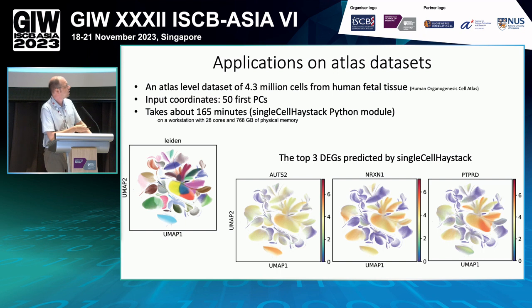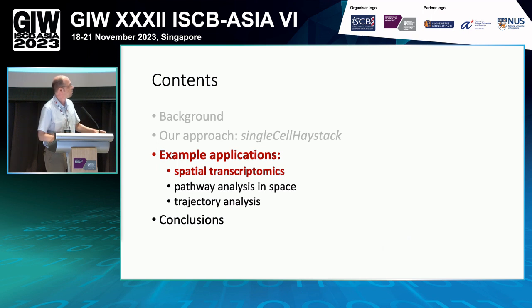And if you want to apply this on a larger data set, like an Atlas-level data set with 4.3 million cells, for those kinds of applications we also made a singleCellHaystack Python version. In that case, we gave the first 50 principal components as input, so that's what that data set looks like. This takes some time to finish, of course, but these are the top scoring DAGs in that case, and they all look like DAGs. So it works on, let's say, normal single-cell data. It works on huge single-cell data sets. But what I really want to stress here is that it's more universally applicable.